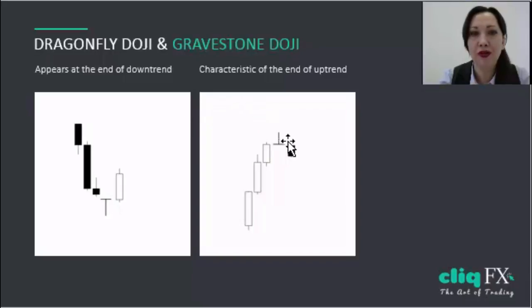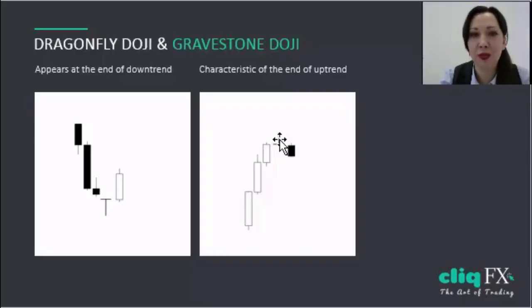Talking about Gravestone DOJI. This is the mirror reflection of Dragonfly DOJI. It appears at the top of the upward movement and has a very long tail pointing up with open and close at the bottom. You also need the same rules, the same confirmation. So you wait until the next sell candle is formed to open a sell position in this case.